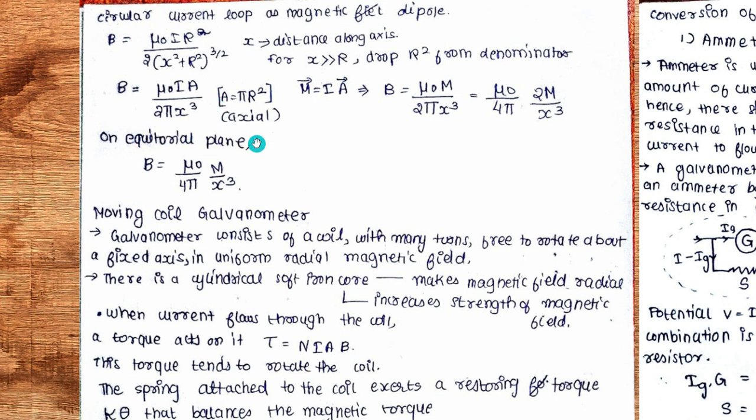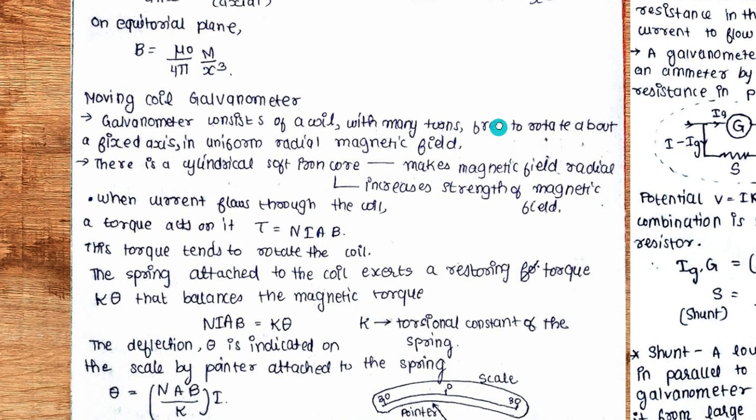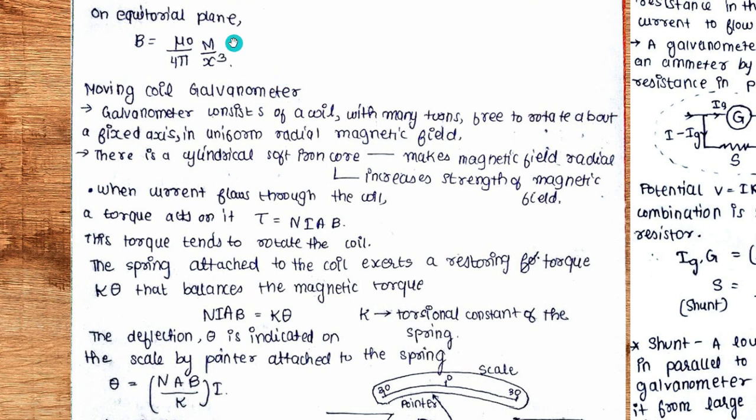If I talk about the equatorial plane, it will become B is equal to mu naught by 4 pi m by x cube. Now what is m here? M is equal to I into A. So of course this formula will also change, I into A, right? I will get B is equal to mu naught by 2 pi m by x cube. Or if I multiply both the numerator and the denominator by 2, I will get mu naught by 4 pi into 2m by x cube. On the equatorial plane, we get B is equal to mu naught by 4 pi into m by x cube.